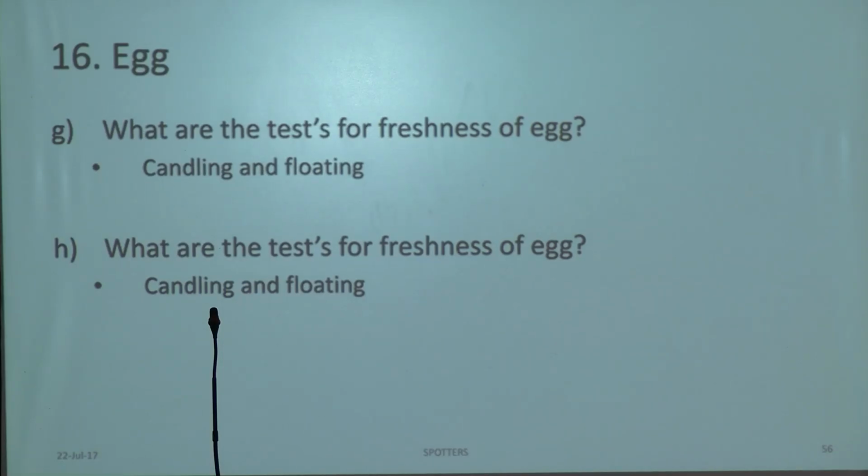What is the test for freshness of egg? Floating, okay. Candling is not possible, but how do we differentiate a good one from a bad one? A good egg always floats or sinks? Sinks. And if it is rotten, it will produce gas, and that's why it will float, okay.